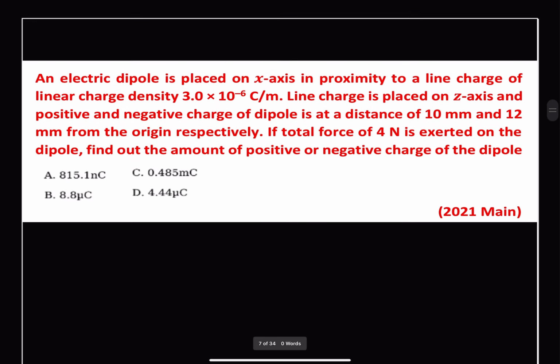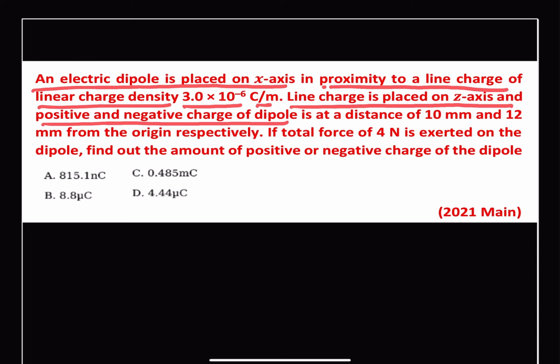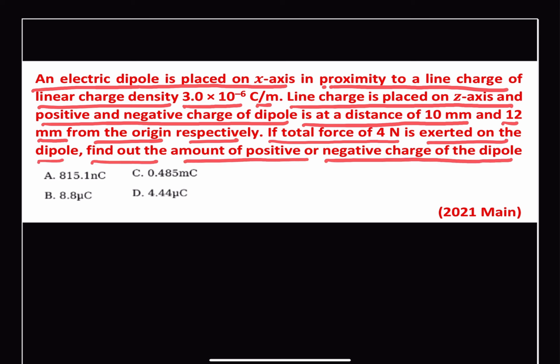We are given that an electric dipole is placed on the x-axis in proximity to a line charge of linear charge density 3 into 10 to the power minus 6 coulomb per meter. The line charge is placed on the z-axis, and the positive and negative charges of the dipole are at distances of 10 millimeter and 12 millimeter from the origin respectively. If a total force of 4 Newton is exerted on the dipole, find the amount of positive or negative charge on the dipole. So we can draw an approximate figure.